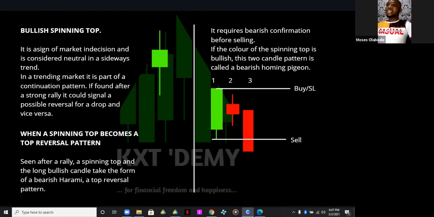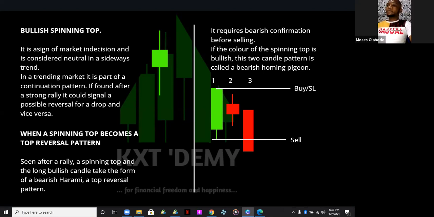It is a sign of market indecision and it is considered neutral in a sideways trend, that is, a ranging market. In a trending market, it is part of a continuation pattern. Get those points. If found after a strong buy, it could signal a possible reversal for a drop. And if found after a strong sell, it could signal a possible reversal for a pump.